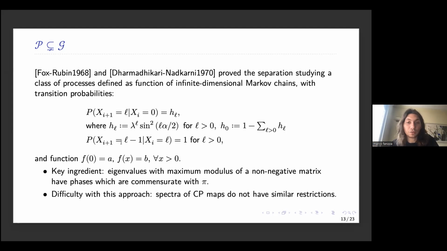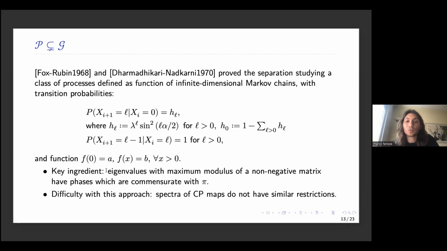So from L, it goes to L minus 1. And then the process is generated by taking a function of the current state of the hidden memory. And the symbol that is output is A if the state is in 0, and B if the state is in X.